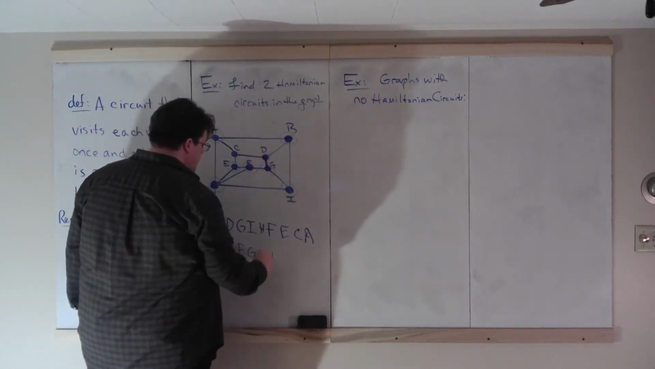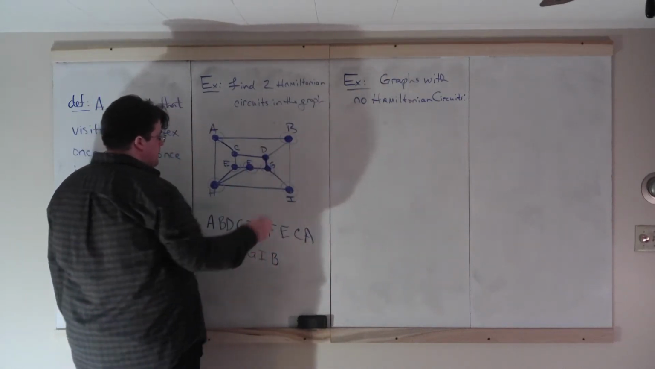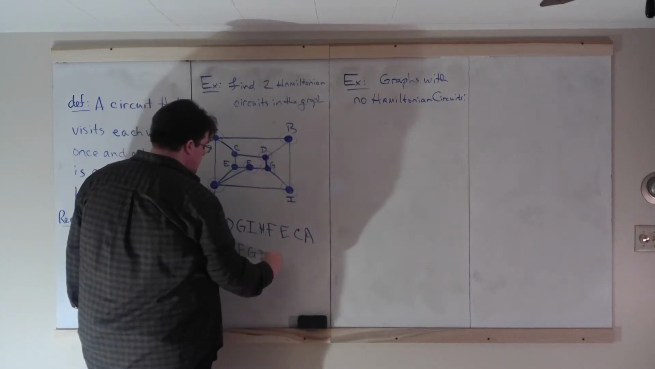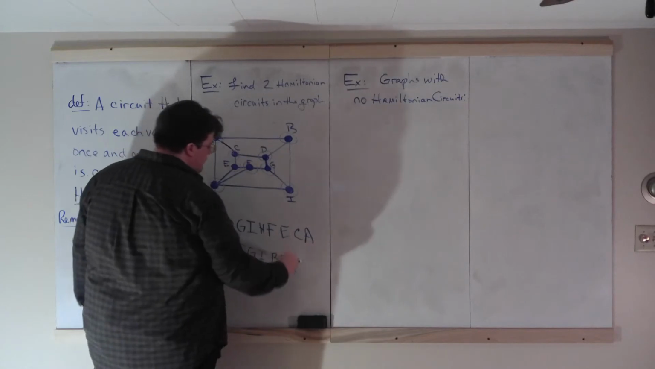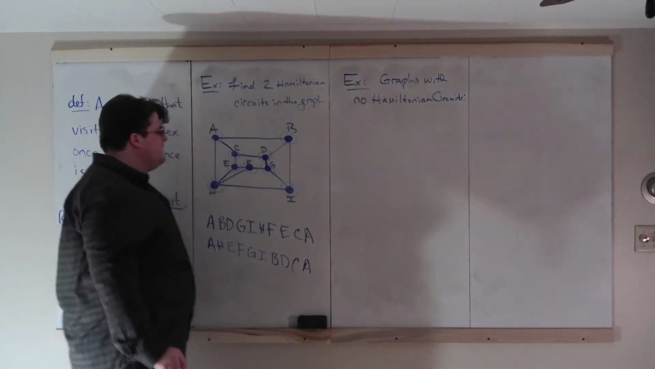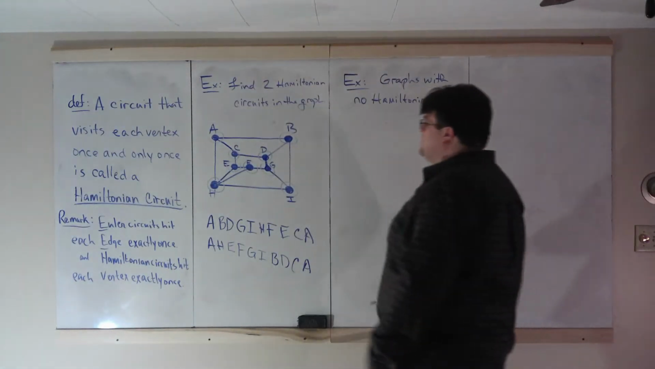Up to B, over to D, over to C, and then back to A. So right here we have two Hamiltonian circuits.